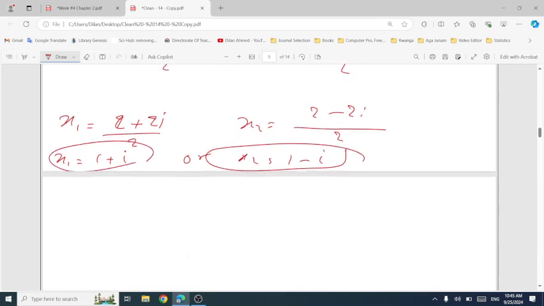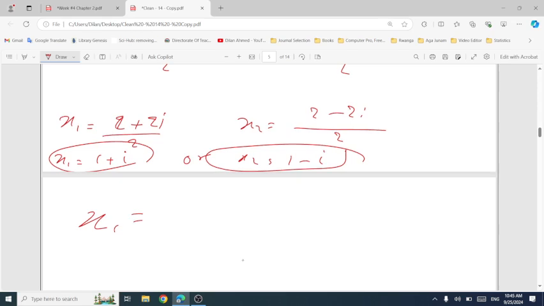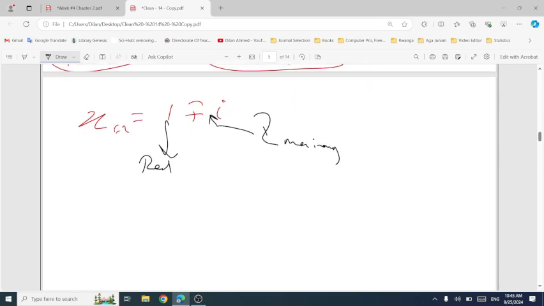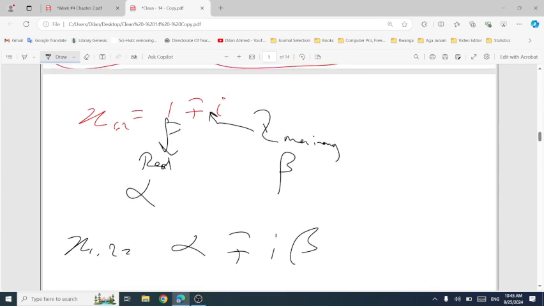Understood here? And we say x1 and x2 equal 1 plus minus i. Here we rename the real part and imaginary part as alpha and beta. We say x1 and x2 equal alpha plus minus i beta. Alpha in this example equals what? Beta equals what? 1.